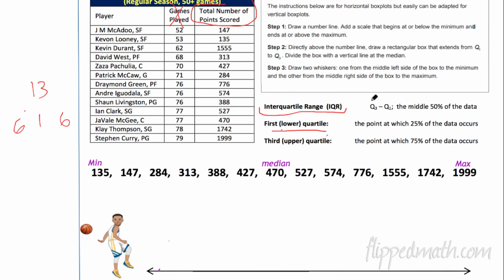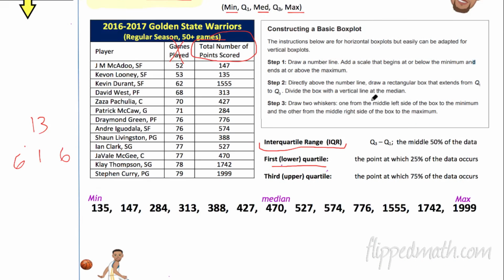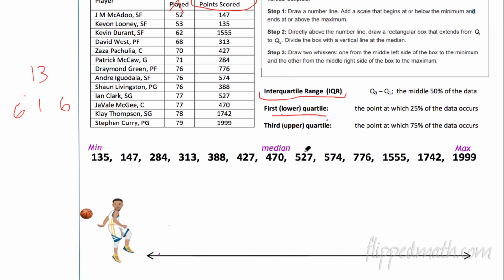So our goal here is to create a box plot. That's what we're doing. And we found 3 of the 5 numbers in the 5 number summary. We now have to find the first quartile. It's the point at which 25% of the data occurs. That's why it's quartile, just like quarter. I've heard that word before, right? So the first quarter, or the first 25%.